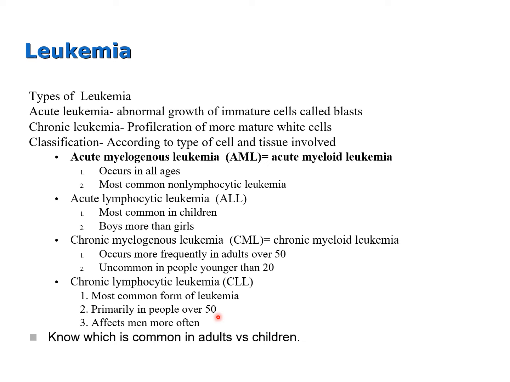At the very least, I would want you to know which one is more prevalent in children, and we've already been told that it's acute lymphocytic leukemia. And then really the ones for the older people are CML and CLL, because AML basically happens in everybody. So just start thinking about, okay, what am I noticing here that's a little bit different?